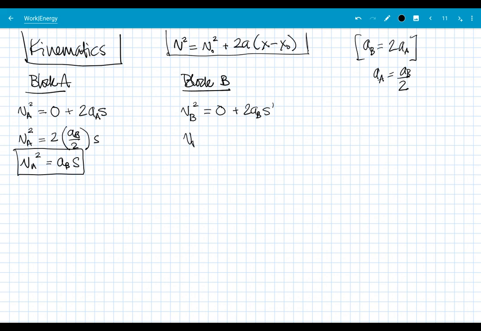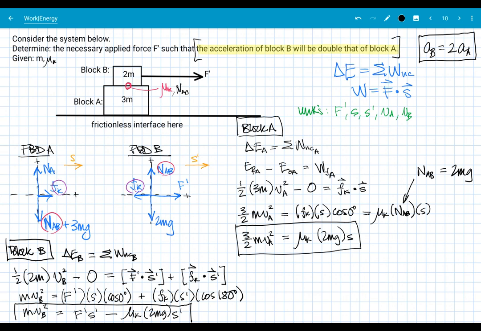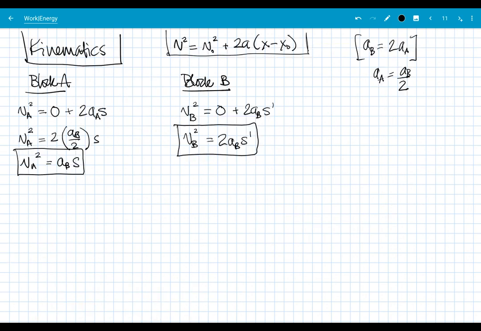And what did I get here? I get VB squared, just getting rid of the 0, equals 2 a_B S prime. Okay. Cool. So you're wondering, why is this cool? What do we do with these? Well, they're just more equations that we can all use together. From here on out, your life is about algebra. So the equations I've got are my energy equations, 2 and 3, and 4 and 5, those two equations there.